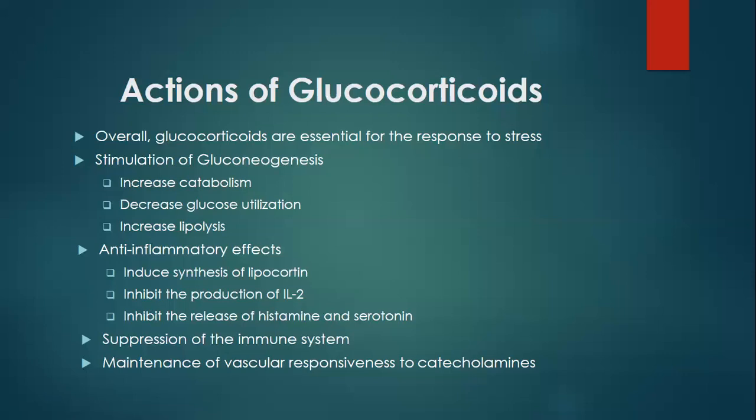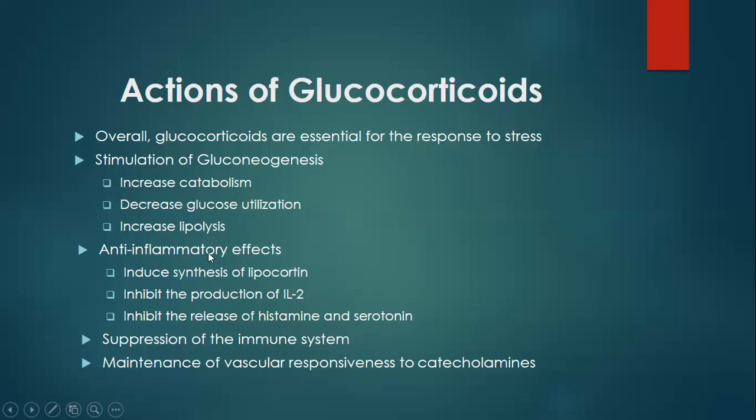Your glucocorticoids also inhibit the production of interleukin-2, thus inhibiting the proliferation of your T lymphocytes. Remember, your T lymphocytes also have a role in the inflammation process. And so by inhibiting T lymphocyte proliferation via inhibiting interleukin-2, which causes proliferation of T lymphocytes, it has an anti-inflammatory role.